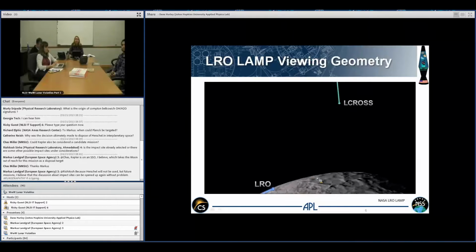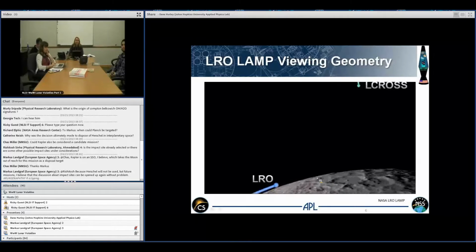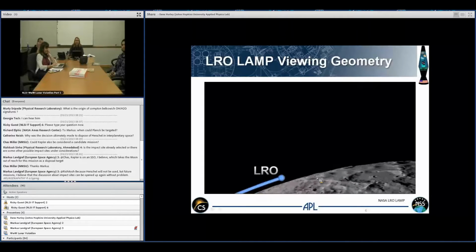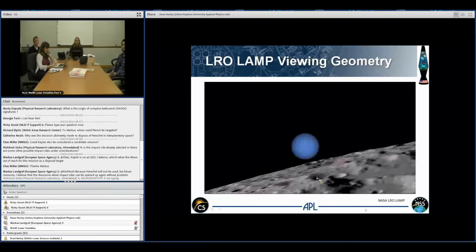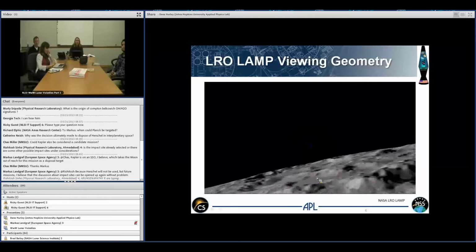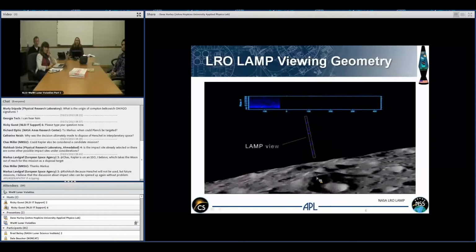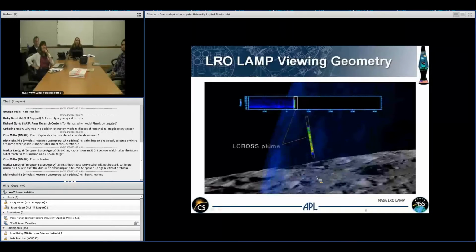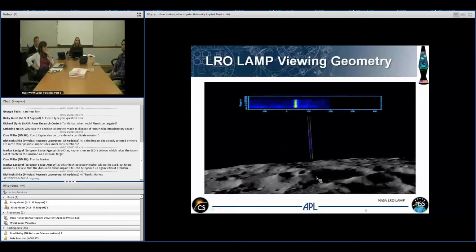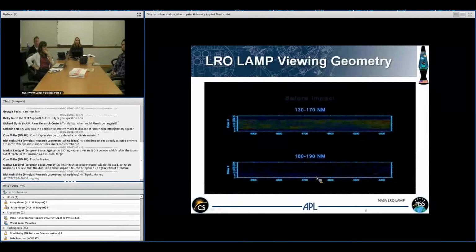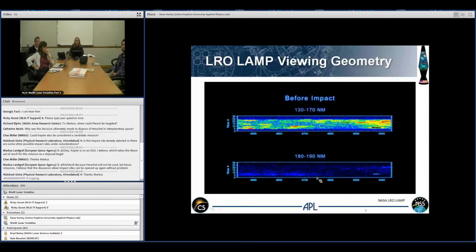This shows what LRO and LAMP's viewing geometry was for the LCROSS impact, and for GRAIL it was very much the same. We're flying over the pole of the moon, looking out over the limb at the dark sky, and our field of view is up over where the vapor plume expands out into it. Then we pass the impact site and keep on going. We used that geometry for the orbits before and after the impact.